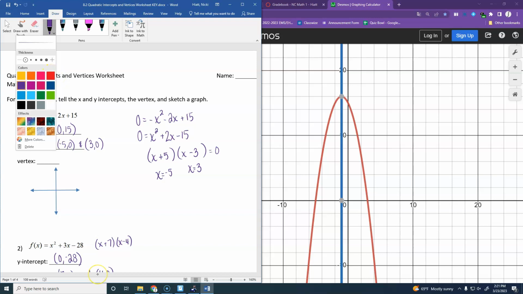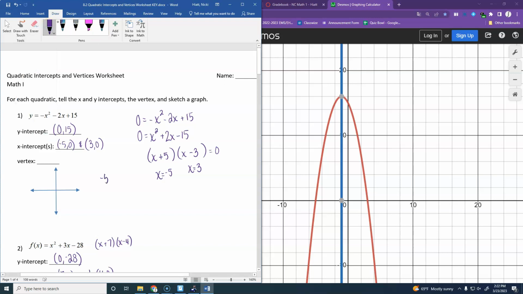Sometimes you can just kind of know, like halfway between negative 5 and 3. If I ask you what number is halfway between 1 and 3, what would it be? 2. That one's really easy, right? Sometimes it's not as easy. Negative 5 and 3 is not terrible, but you take an average. You add them together and divide by 2. That'll work every time. So if I take negative 5 plus 3 and divide that by 2, you can write this down on this one. That'll be negative 2 over 2, which is negative 1. That is going to be the x-coordinate of the vertex.